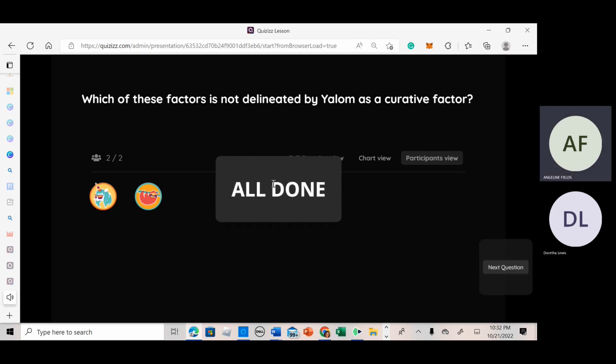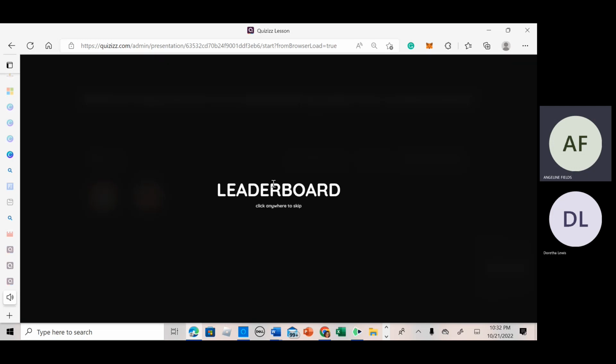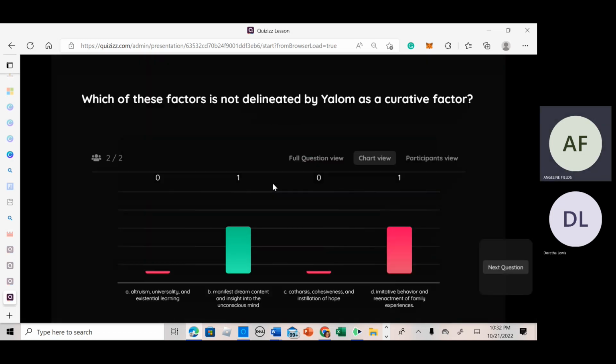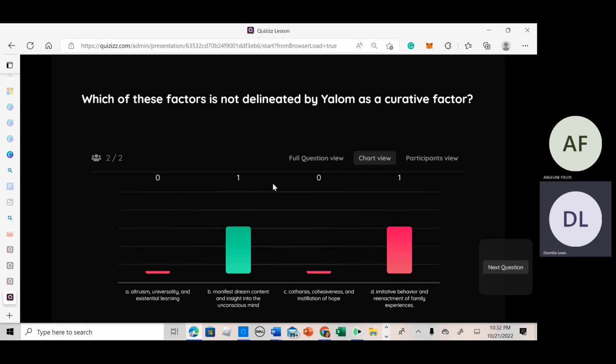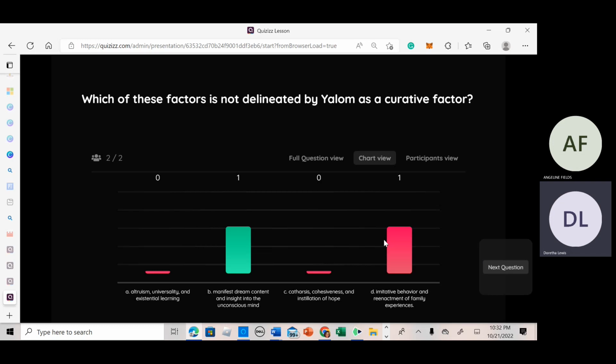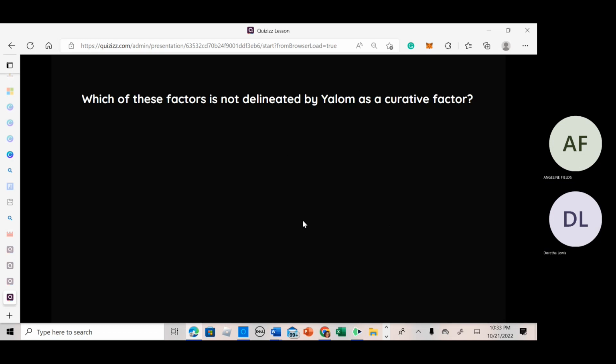Which of these factors is not delineated by Yalom as a curative factor? Manifest dream content and insight into the unconscious mind. I was just going to say Yalom is an existential therapist, and choice B is psychodynamic, psychoanalytic. You think of Freud, unconscious, dreams. Interesting. It was definitely not that one. It was going over my head. I wasn't even thinking about that. No, it's fine. It happens. But now you know. That's good.